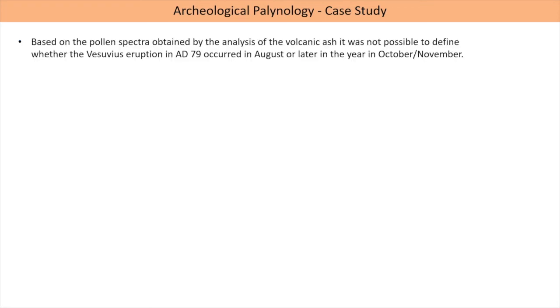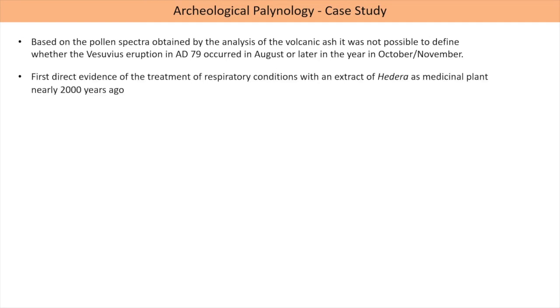To conclude, based on the pollen spectra obtained from the analysis of the volcanic ash, it was not possible to define whether the Vesuvius eruption in AD 79 occurred in August or later in the year, in October or even November. But it was the first direct evidence of the treatment of respiratory conditions with an extract of Hedera as a medical plant nearly 2000 years ago.